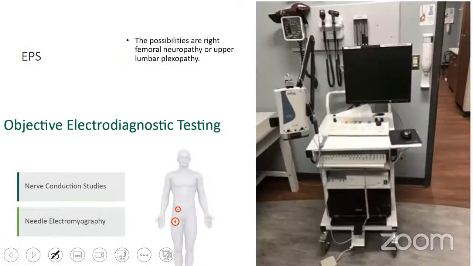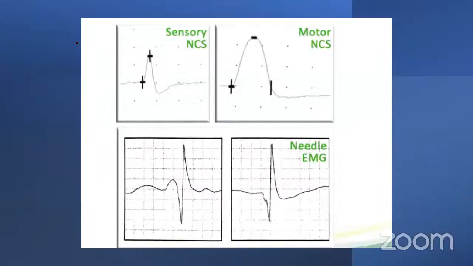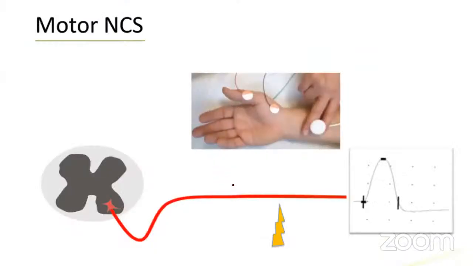See the objective electrodiagnostic testing, which you can see in the machine, which we use for nerve conduction studies and needle electromyography. We can study femoral neuropathy, upper lumbar plexopathy, and in this class we'll discuss brachial plexopathies and radiculopathies and how we differentiate. And next class we'll deal with the lower limbs. So in essence, we do sensory nerve conduction studies, motor nerve conduction studies, and needle EMG. All three components constitute the electrophysiological studies.